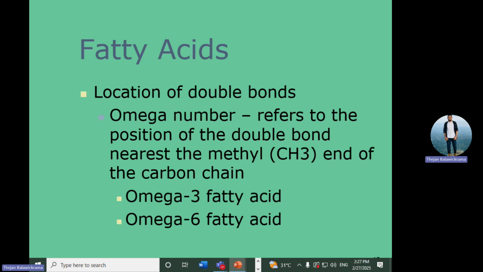CH3, CH2, CH double bond, CH, CH2, C double bond, O, OH. The location of the double bond is right here. We count from the CH3 side: 1, 2, 3. And that is the location of the double bond from the methyl group side.